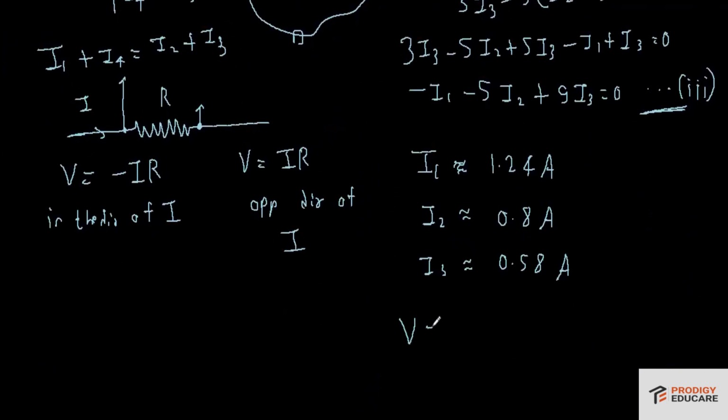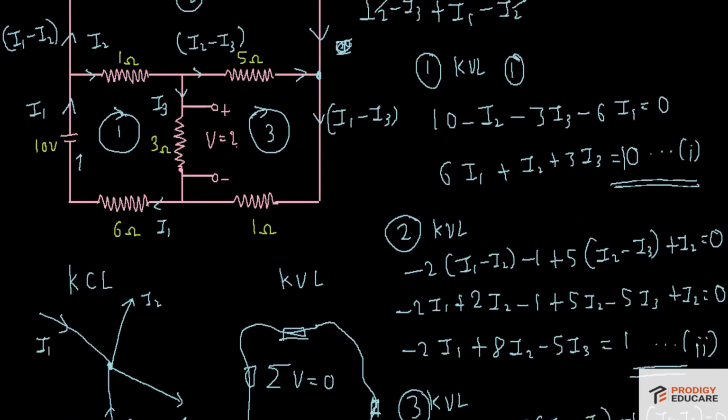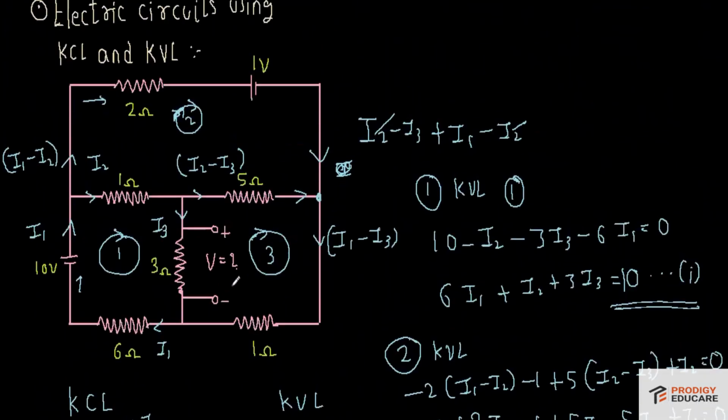So I'll write the value of V as 3 times I3, which is 3 times 0.58, and the answer is 1.74 volts. So there is a voltage drop of 1.74. The value of V becomes equal to 1.74 volts. This is the voltage drop across this 3 ohm resistor.